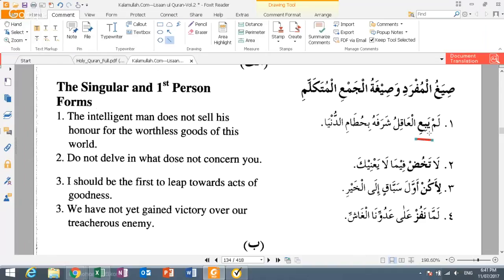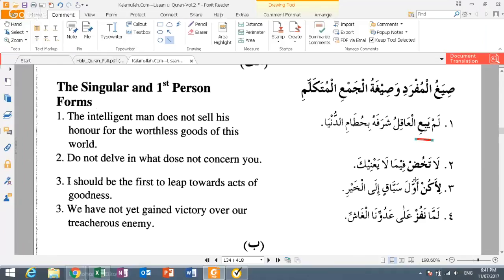So yabi'u becomes lam yabi'. Wahid mu'annas lam tabi'. Say it. Wahid muzakkar hazir lam tabi'. Wahid mutakallim lam abi'. Jama mutakallim lam nabi'. Understand this? So this is Ba'a yabi'u. So you can see like this.